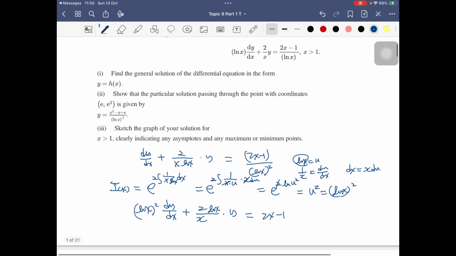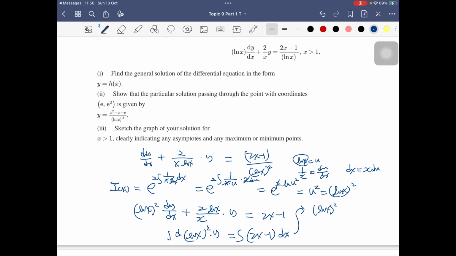So on the left side is (ln x) squared times y, d/dx. So 2x minus 1 becomes the integral with respect to dx. So here (ln x) squared times y equals x squared minus x plus c. So y becomes (x squared minus x plus c) over (ln x) squared. But this is the general solution.